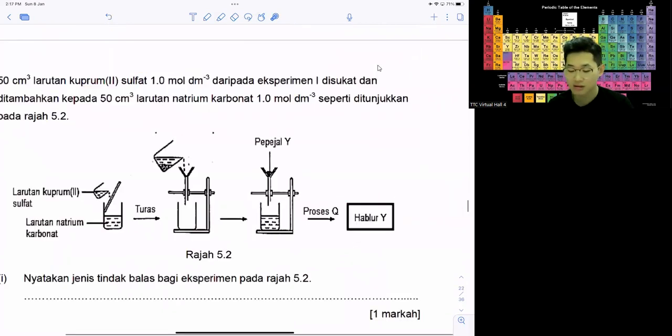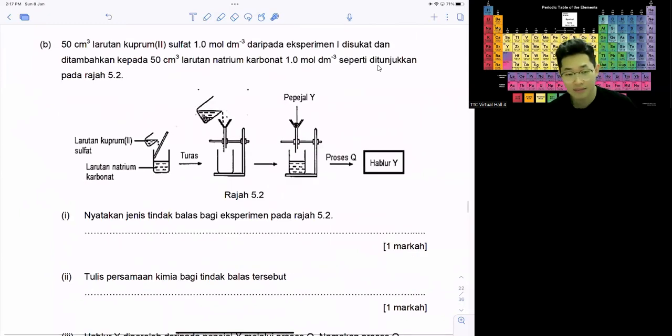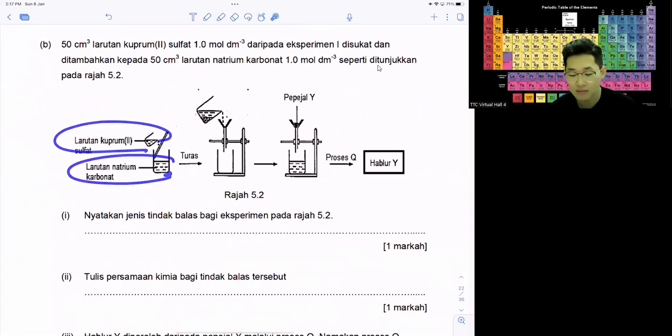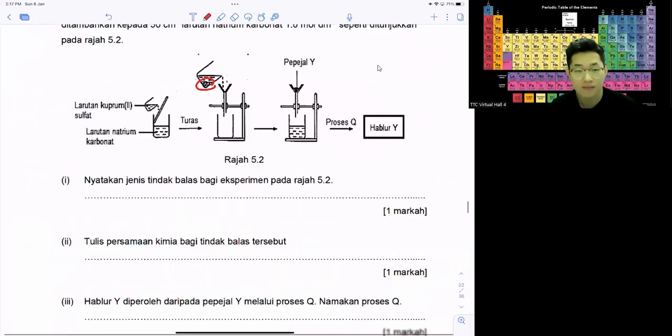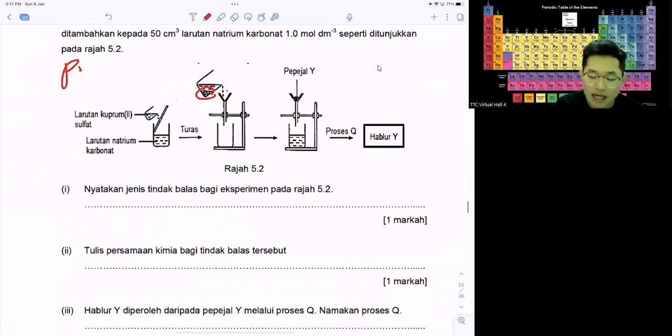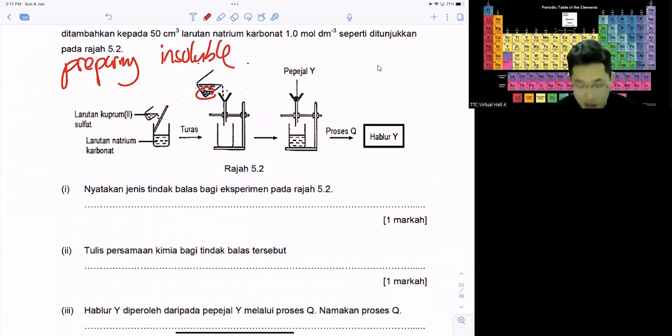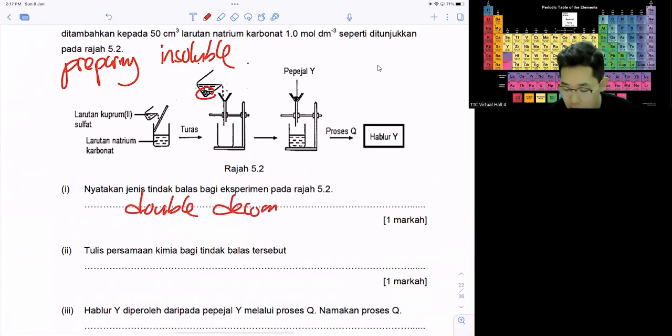The other part, you see, they add two solutions together, and then they get insoluble precipitate. Can you see? What kind of reaction is this? As long as they are preparing insoluble salt, it will be called double decomposition reaction.